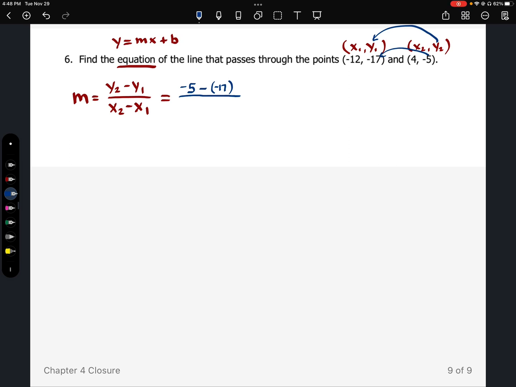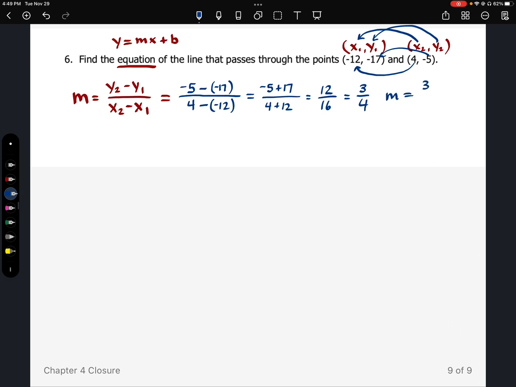And then we're also going to do the x sub 2 minus the x sub 1. So we got to do the 4 minus the -12. So 4 minus -12. So what we get here, this is the same thing as saying -5 plus 17. And this is the same as saying 4 plus 12, which is going to give us 12 over 16, and that should reduce to 3/4. Okay, so our slope is 3/4.